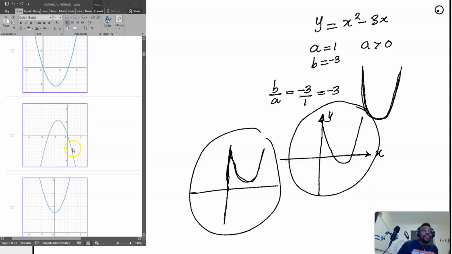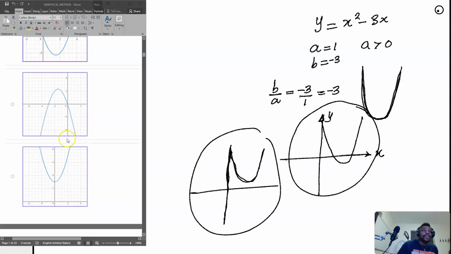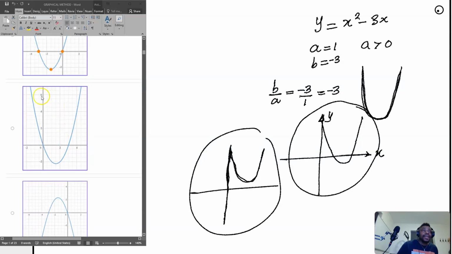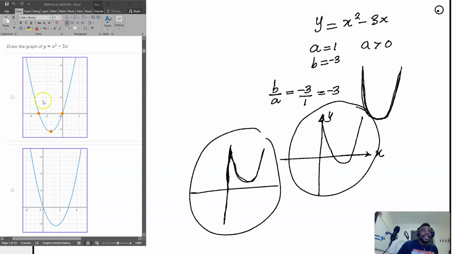This one is closing up, so it is wrong. We need something that opens up. This one opens up, but it is not cutting the x-axis at any point, and it is symmetrical. You can see it's both left and right. They are equally displaced on both left and right. So this is wrong. This is on the right, good, and it opens up, good. This is on the left and it opens up. So our option is the second option, which is our answer.